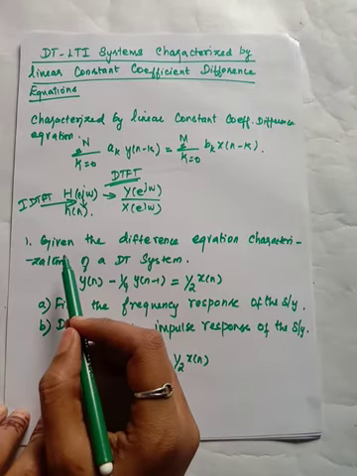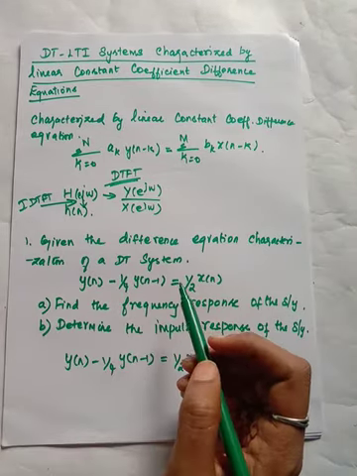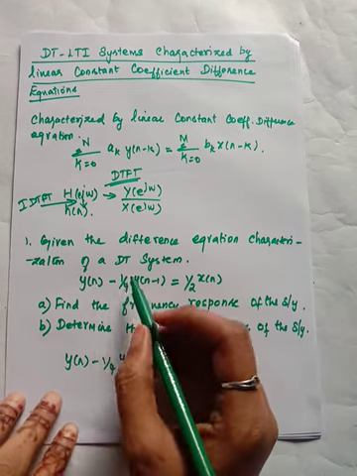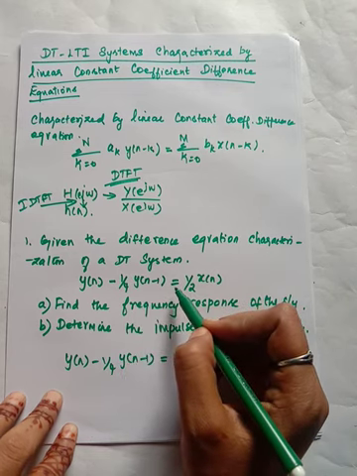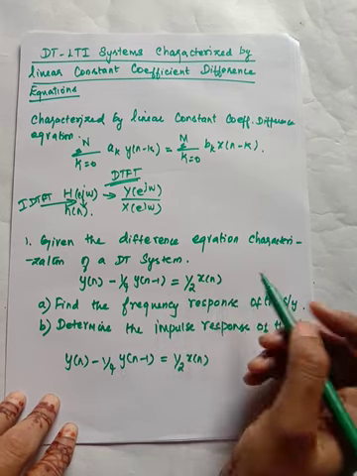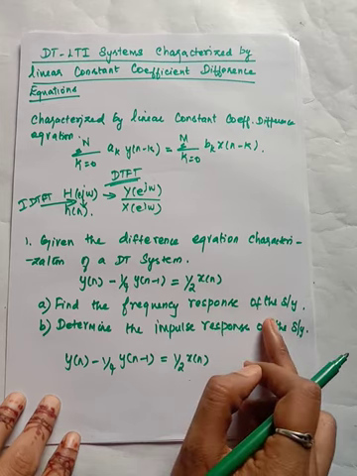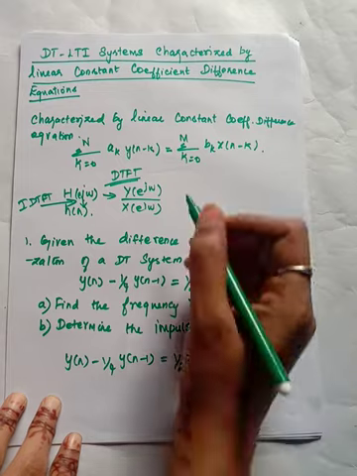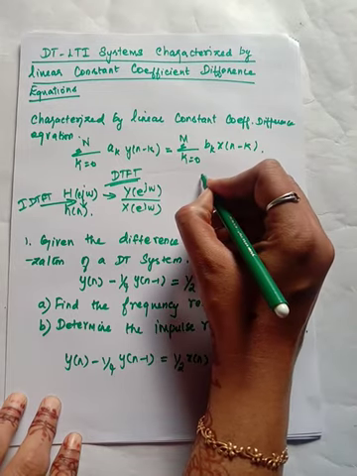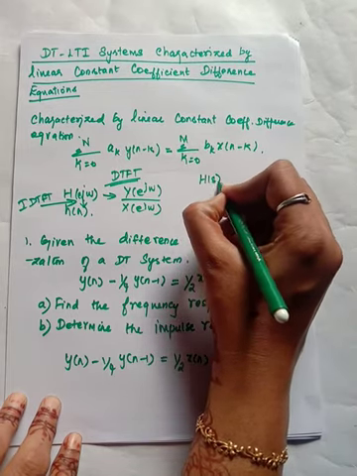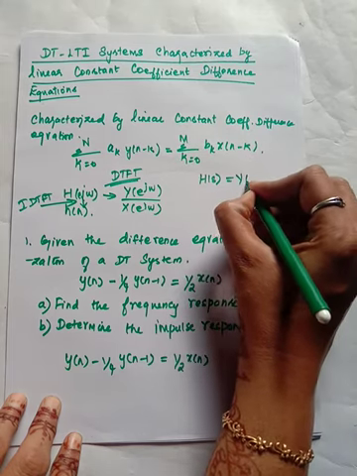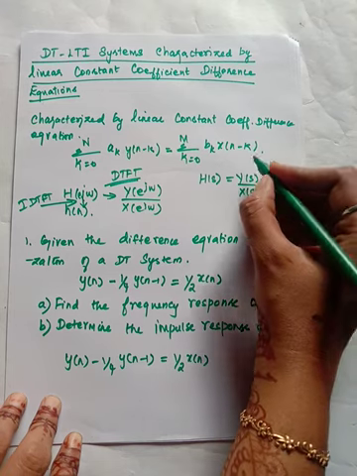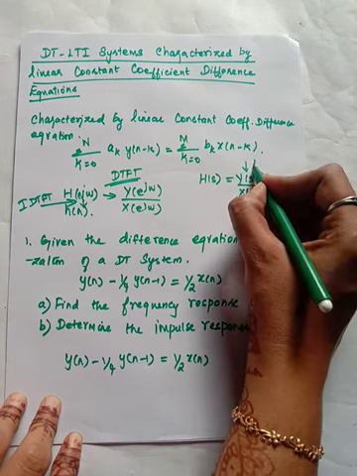Now see this problem. They have given the difference equation characterizing a discrete time system, that is y of n minus 1 by 4 y of n minus 1 equals 1 by 2 x of n. We need to find the frequency response of the system, and then determine the impulse response of the system. As we discussed for the differential equation, we find the transfer function of the system, which is nothing but Y of s by X of s, because there we applied the Laplace transform.